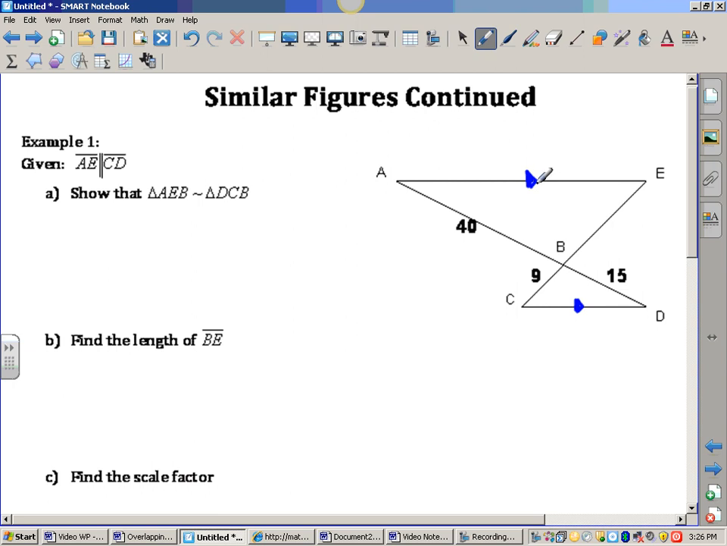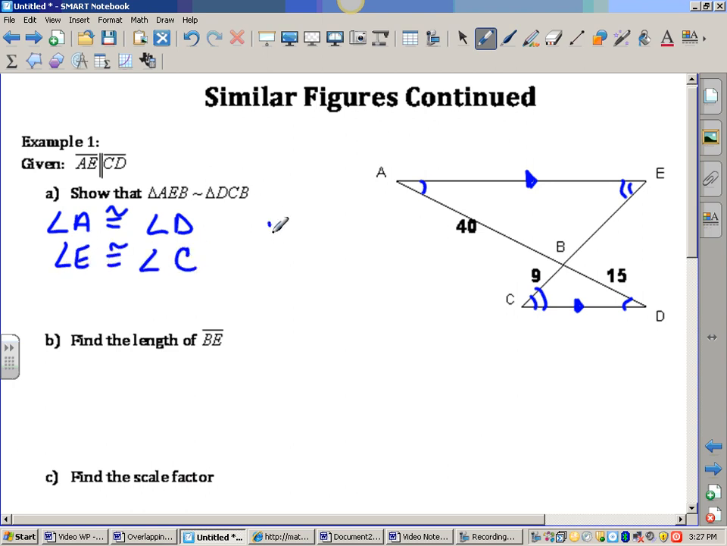Hopefully, looking back, you remember the whole unit we did with parallel lines and transversals. If a set of parallel lines are cut by a transversal, then you know that the alternate interior angles are equal. Remember, alternate means opposite sides of the transversal, and interior means inside the parallel lines. So because of that, I can say that angle A will be congruent to angle D. Same thing is true for angle E being congruent to angle C.